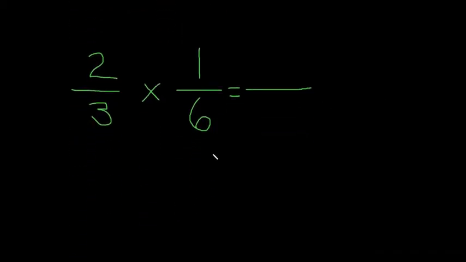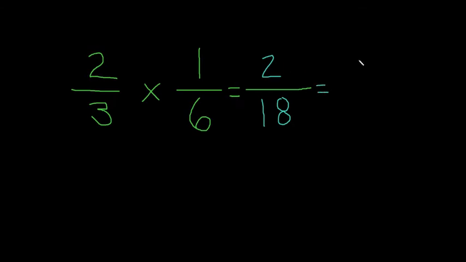Let's try this one. We're multiplying. We don't need common denominators. So what is 2 times 1? It's 2. 3 times 6? 18. Now what I notice is both of these are even numbers. Anytime you have even numbers, you can cut them in half.